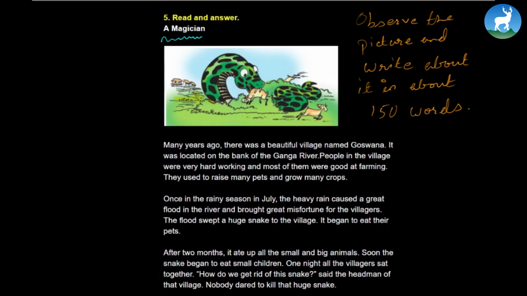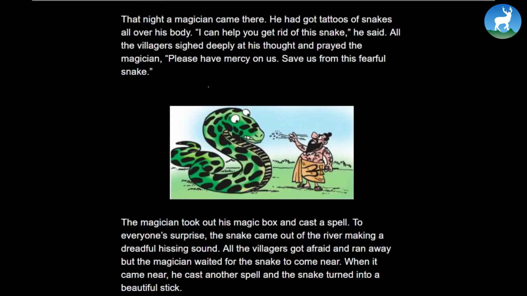One night, all the villagers said together, "How do we get rid of the snake?" said the headman of that village. Nobody dared to kill that huge snake. That night, a magician came there. He had tattoos of snakes all over his body. "I can help you get rid of the snake," he said.